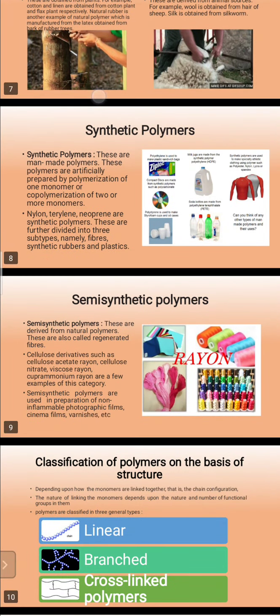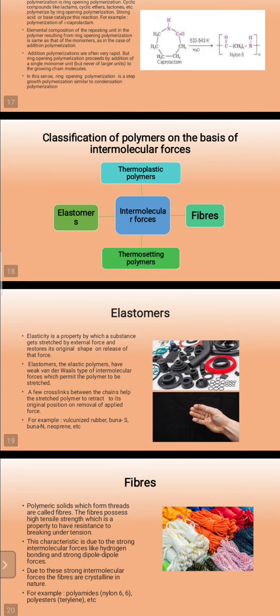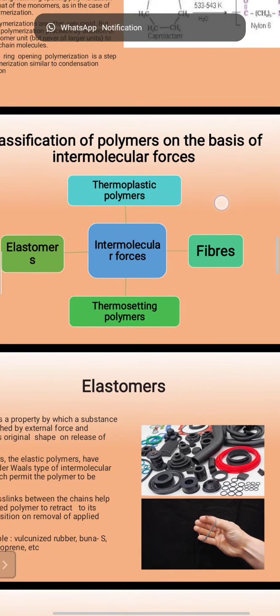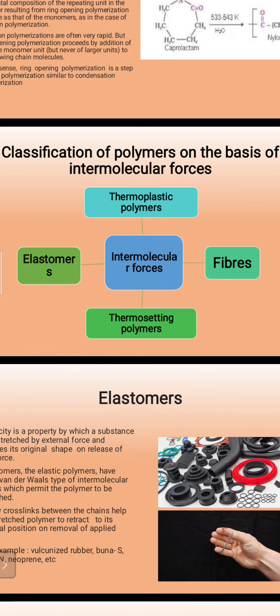Students, you will see that the fourth classification is classification of polymers on the basis of intermolecular forces. You know intermolecular bonding: bonding is due to what forces between two atoms or molecules. That is the simple definition. As per that, these polymers are also classified based on their intermolecular forces.